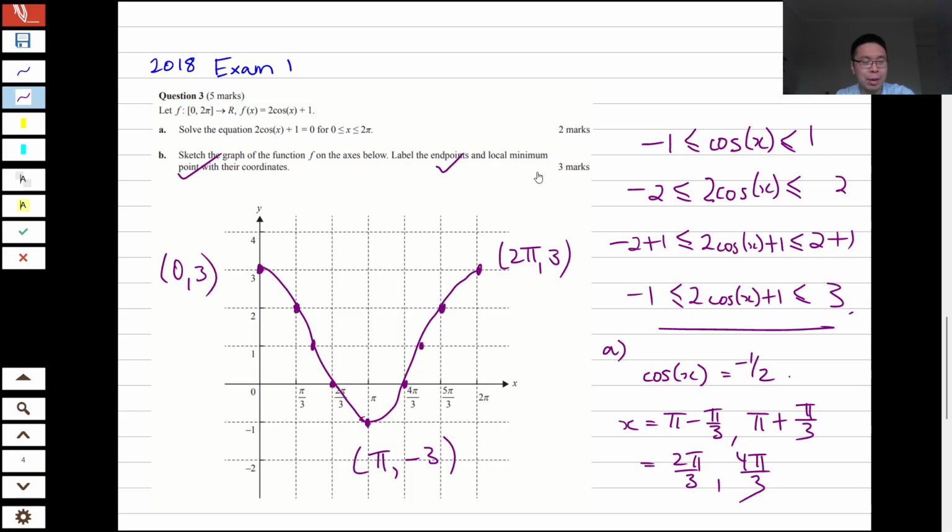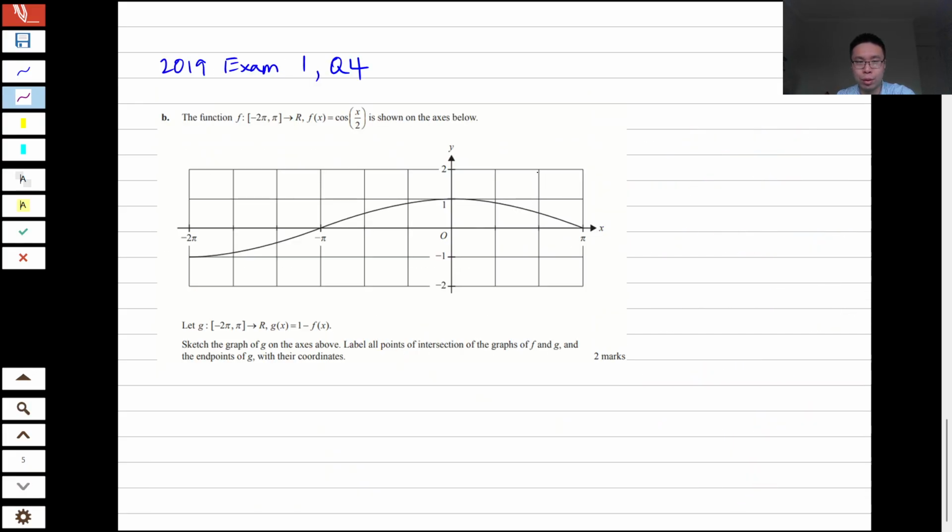All right, one last example and then we're done. So this is 2019. The domain is a little bit unusual. We haven't got a full cycle. And we are told to sketch the function g of x equals 1 minus f of x, which is defined up here. So it's 1 minus cosine of x on 2, over the interval negative 2 pi to pi. And they've actually given you the graph here.